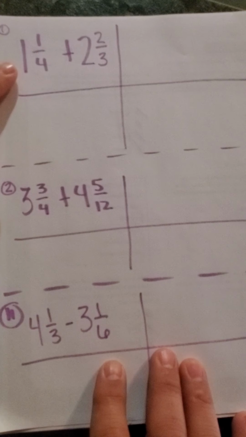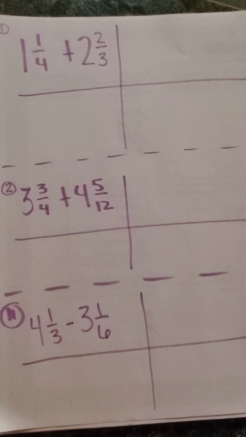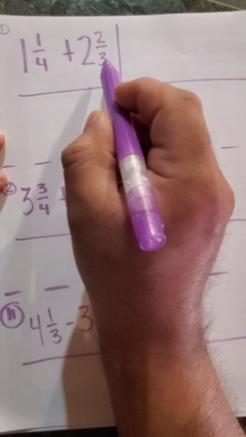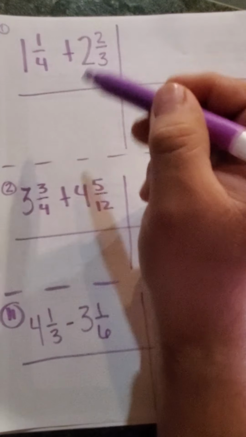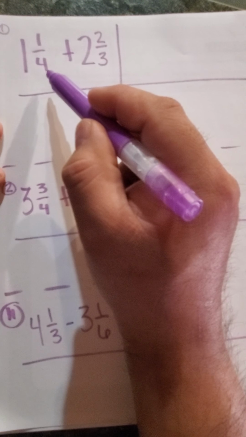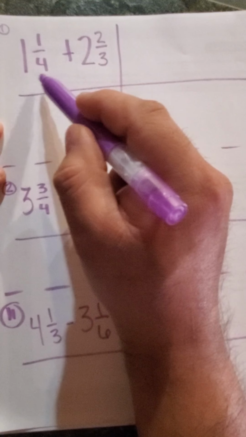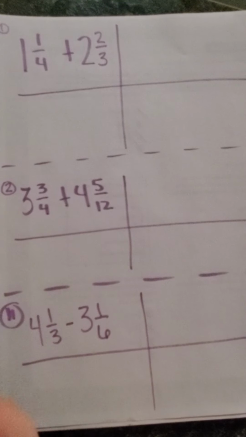So I've already written it out, 1 1/4 plus 2 2/3. This is number 1. I'm gonna write out my multiples for 3 and for 4. Now you can multiply across and get 12, or you can just go ahead and write it out. I like to just do it in steps, okay? As you do this more and more practice, you're gonna see that it's a lot easier. You'll know automatically what the least common multiple is between the two numbers and what the common denominator needs to be.